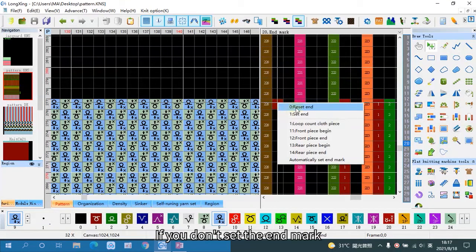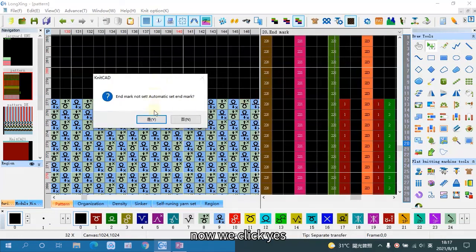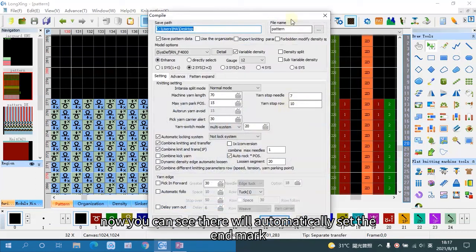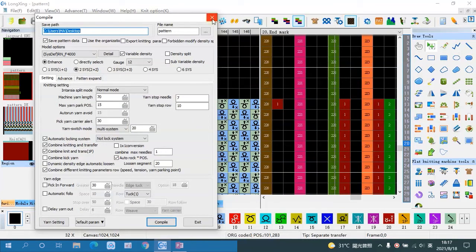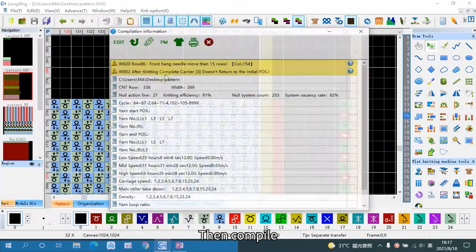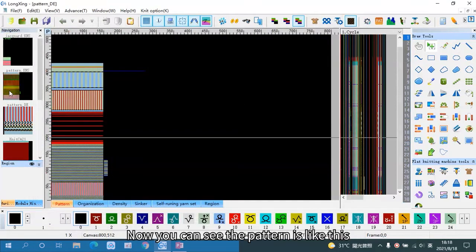If you don't set the end mark, when you compare, you can see a prompt: end mark not set, automatically set or not set end mark. Now you can click yes or no. Now we click yes. Now you can see it will automatically set the end mark. Then compare. Now you can see the pattern is like this.